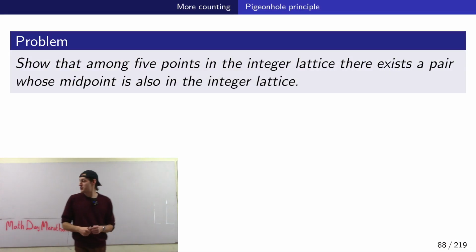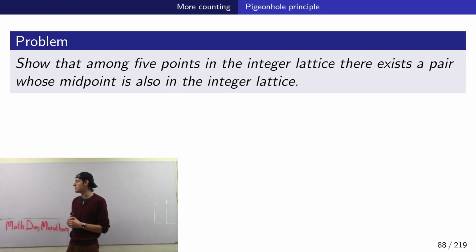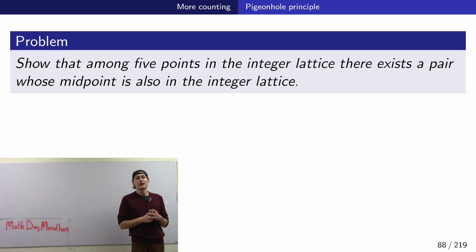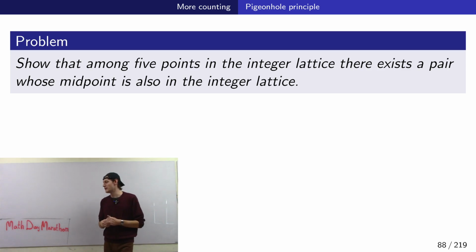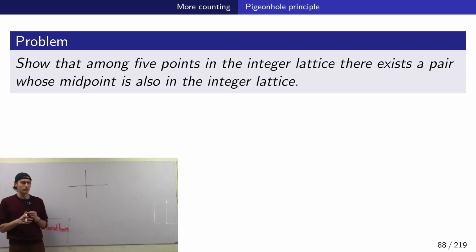So this problem is to show that among 5 points in the integer lattice, there exists a pair whose midpoint is also in the integer lattice. So here we're thinking about points in the plane. The integer lattice lives in the plane. I'll draw a picture. You can just think about points in the plane, and this is R2 if you're familiar. This is as in most graphs that people have seen through high school.